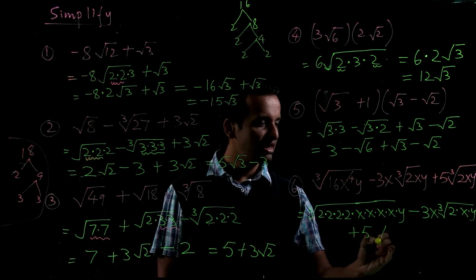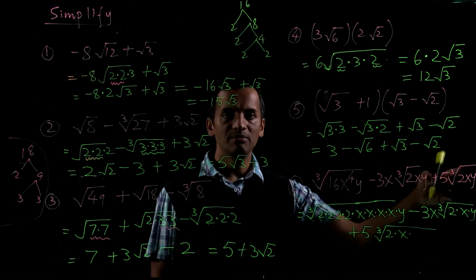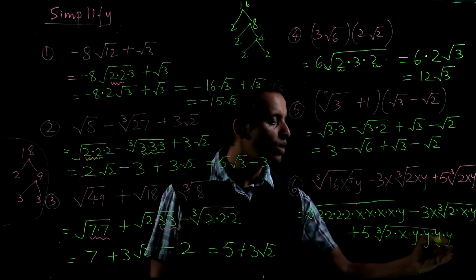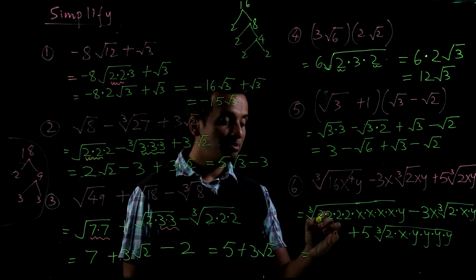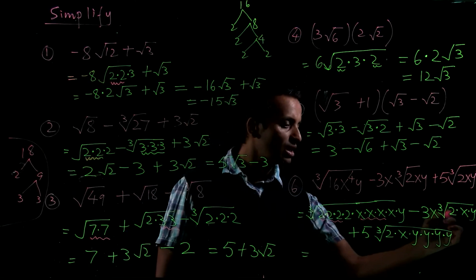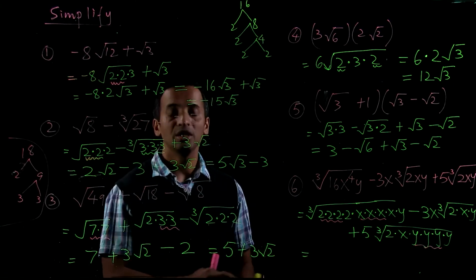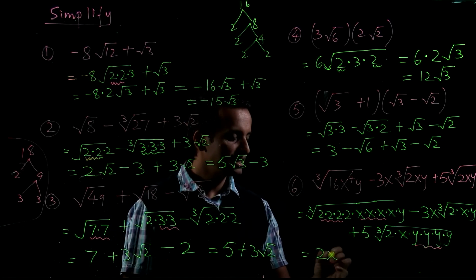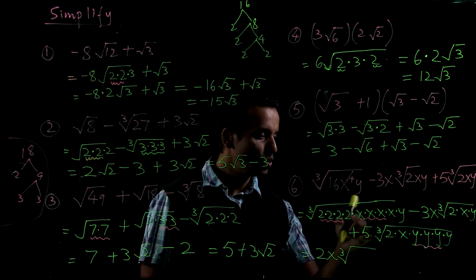Plus 5, and then cube root is there. There is 2 times x times y to the 4th, which is basically y times y times y times y. Okay, now let's simplify that. Since this is the cube root, we need a group of 3 same things multiplied together. So let me group those 3 things multiplied together there, and then instead of those you can write one outside. Okay, so it is 2 and then x and then cube root of 2y, basically 2xy.